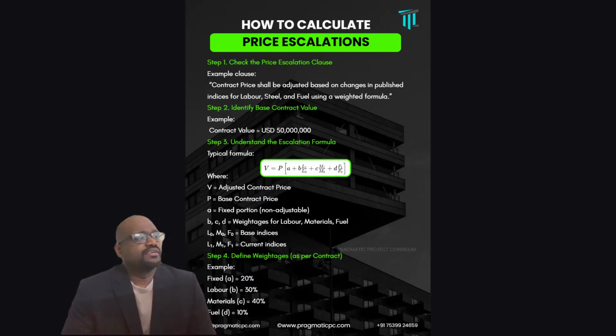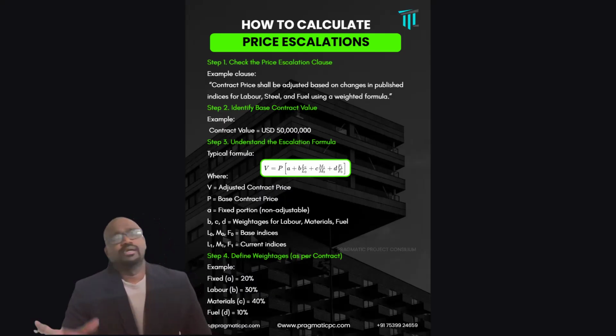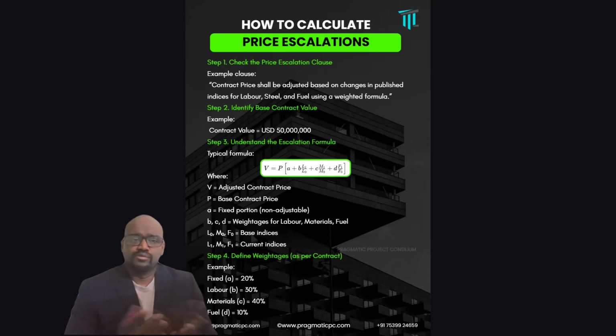Step 2, identify the base contract value. There will be an original contract value with two components: fixed components and variable components. The fixed component will not have a price increase. Only the variable components will be affected by the price fluctuations. We should not say price increase, but price fluctuation, because it might increase or it might decrease.